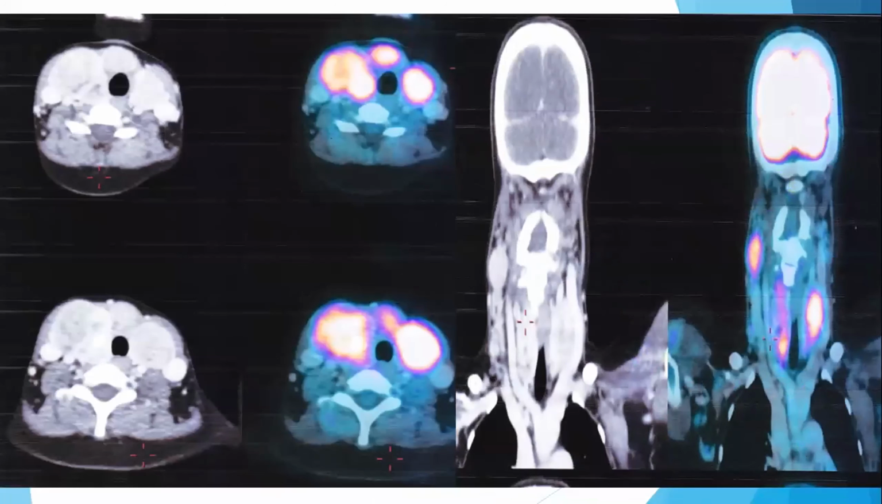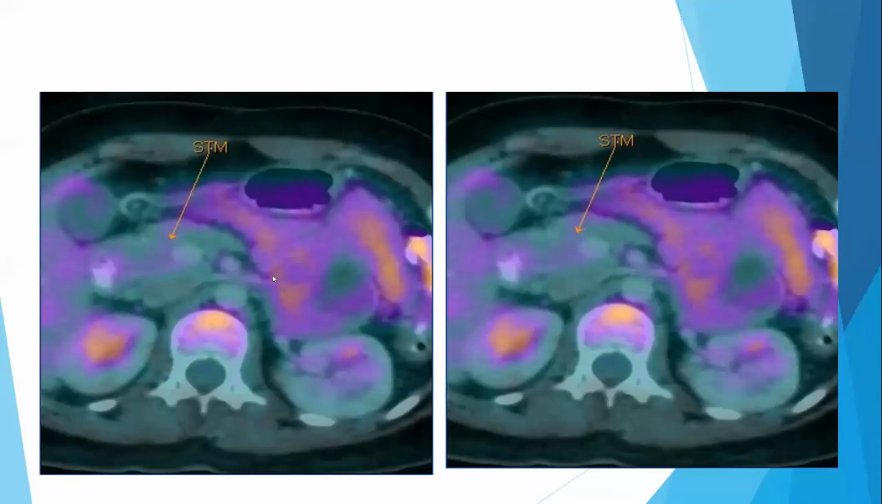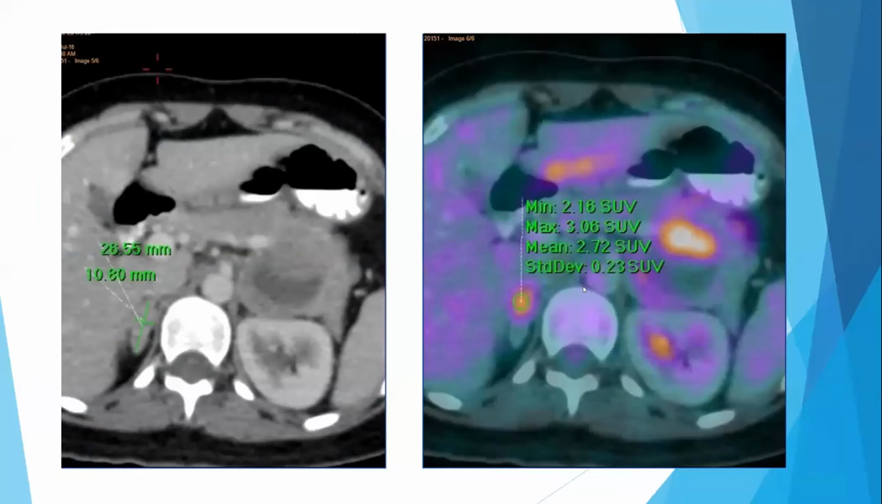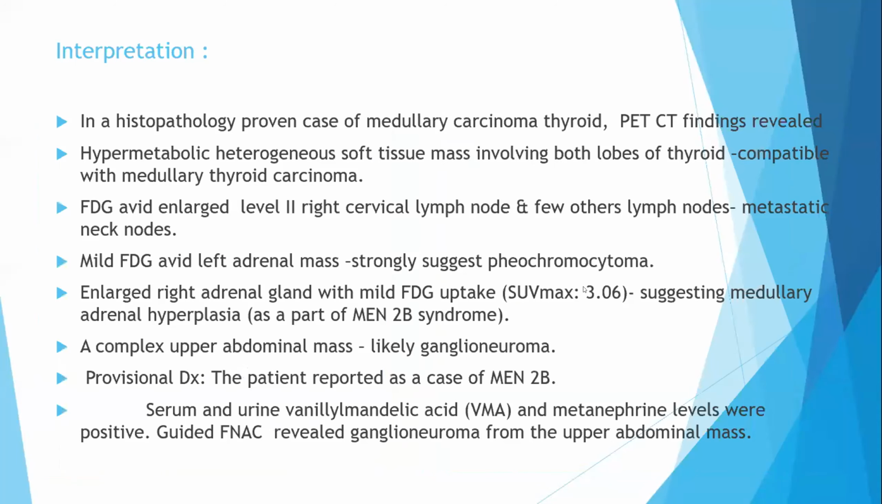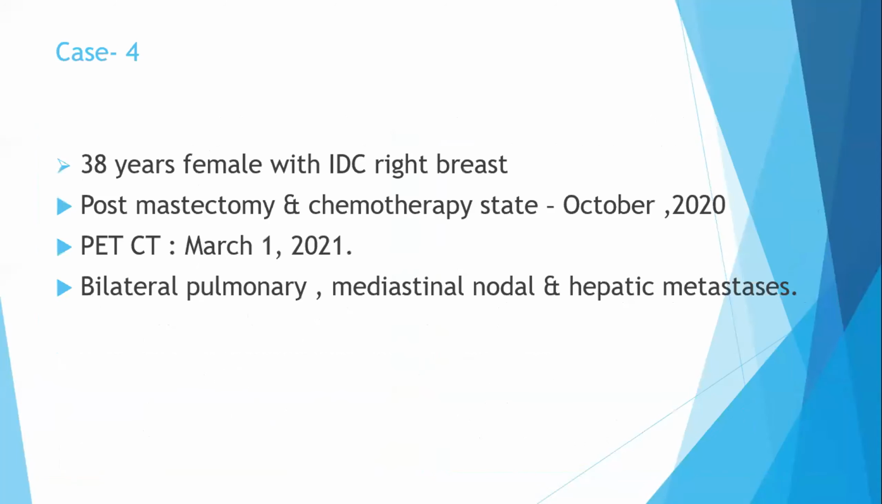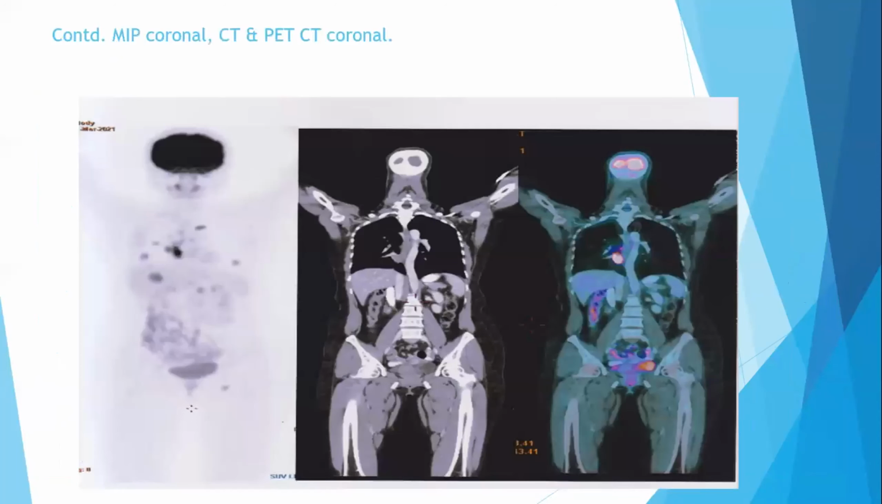Here is another female patient diagnosed with medullary thyroid carcinoma, but her PET-CT reveals a left-sided pheochromocytoma and an upper abdominal mass. The patient was diagnosed as a case of MEN2B syndrome. In a case of breast carcinoma, the patient shows multiple lung lesions, nodal metastasis, and liver metastasis.